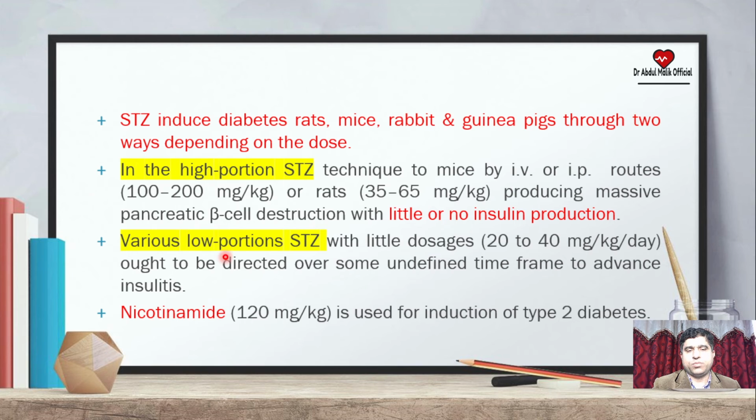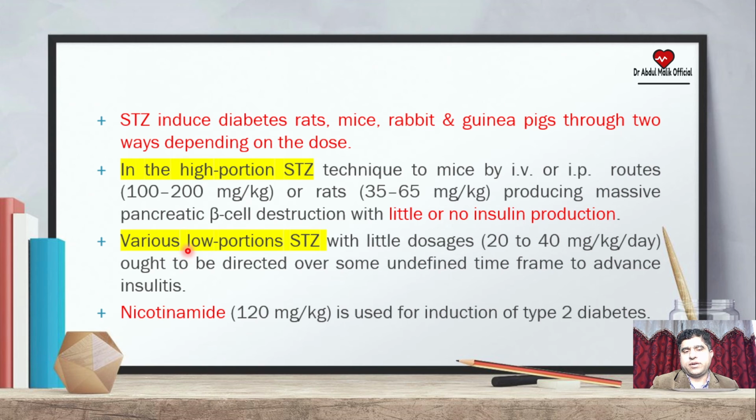In the high proportion, streptozotocin is given to mice by intravenous or intraperitoneal routes, 100 to 200 milligram per kg, or in rats 35 to 65 milligram. Dose is given very less in rats, you can see, and producing massive pancreatic beta cell destruction with little or no insulin production. It means it is causing type 1 diabetes. If we want to induce animal with type 2 diabetes, then we have to add nicotinamide to protect the beta cells, 120 milligram per kg for the induction of type 2 diabetes in addition with streptozotocin.